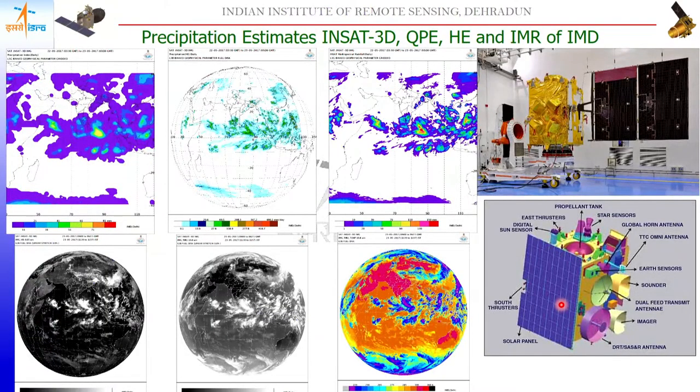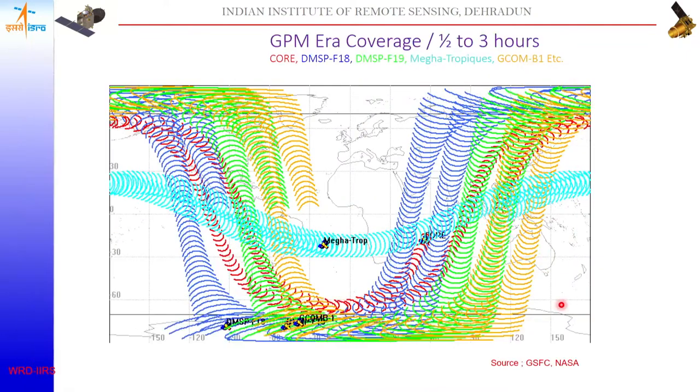This is just a glimpse of the precipitation which is given by the INSAT series of satellites, and these algorithms are developed at our Space Applications Centre, Ahmedabad. There are three algorithms: quantitative precipitation estimate, hydro estimator, and the IMERG program, which is transferred to IMD for the operational estimate of precipitation for the entire India from the INSAT Kalpana series of satellites.